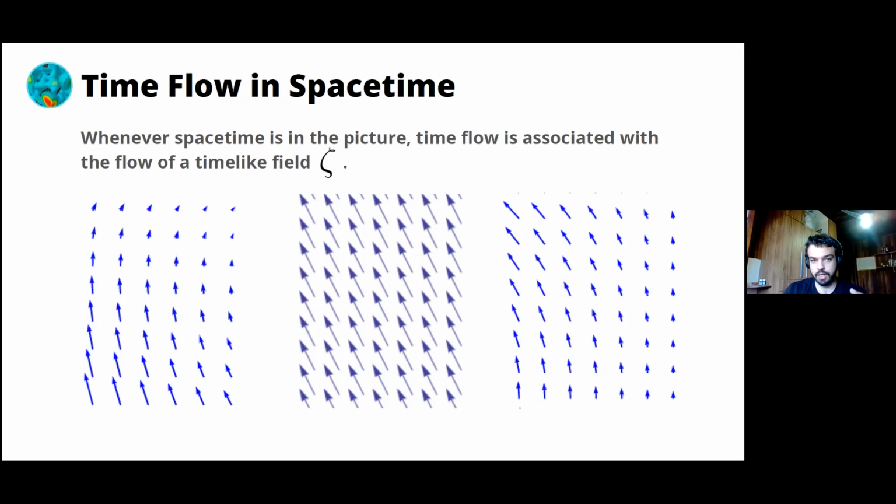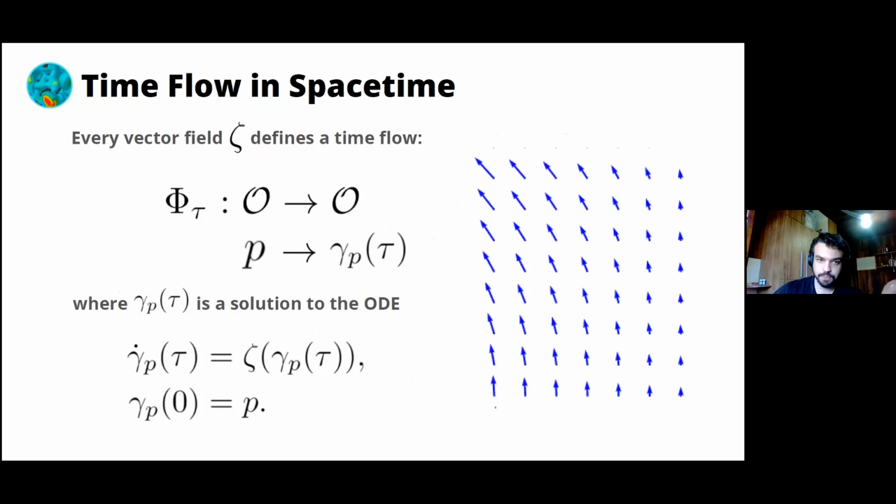You have to define a time-like vector field that will generate this time flow, essentially. Okay, and once you pick this time-like vector field that will generate this time flow, then the time flow will be this one parameter family of diffeomorphisms that will act in your space-time that will map a point P to a corresponding point gamma P of tau, where gamma P of tau is a solution to this differential equation here.